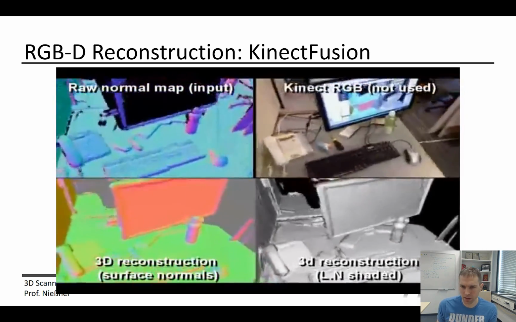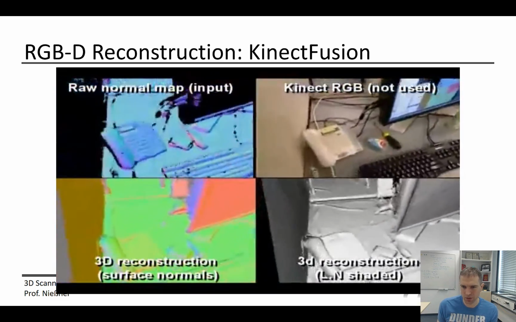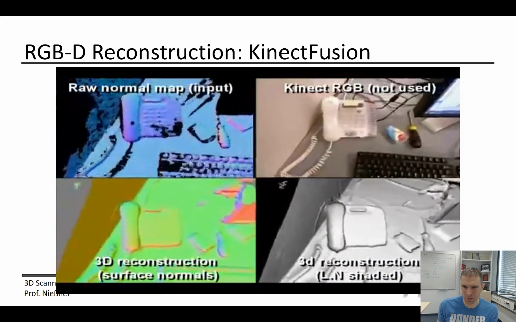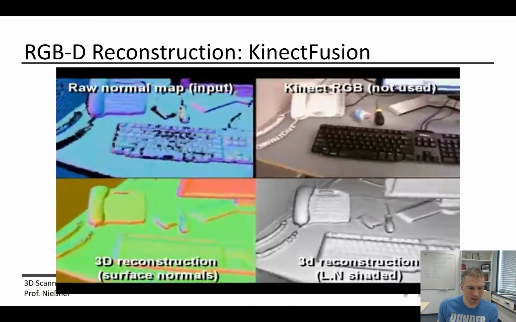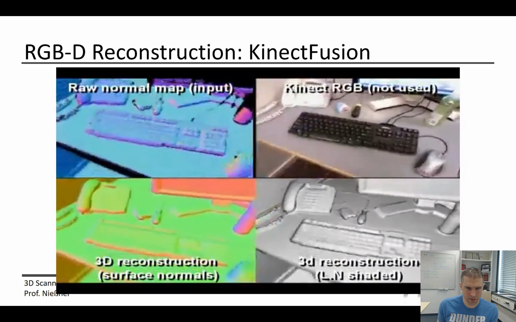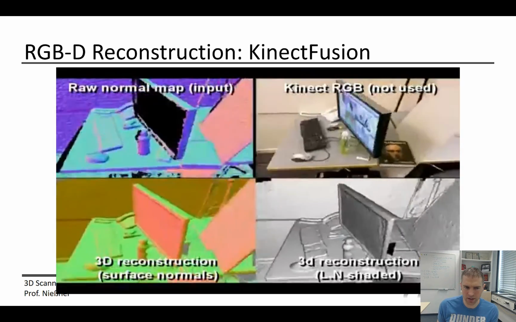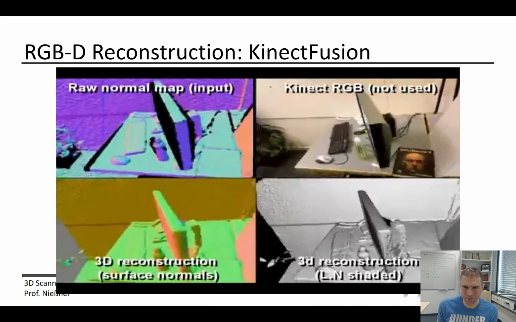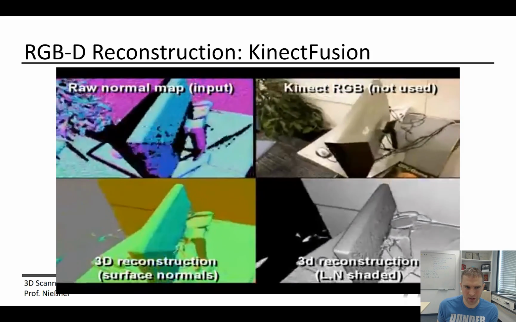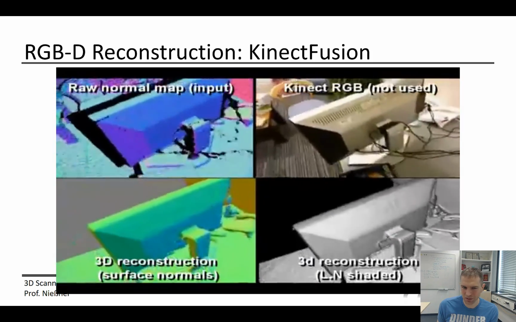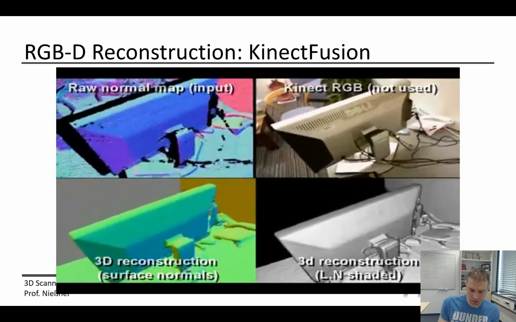They're using a TSDF as a representation here. We will go into a little bit more detail on this in the next lecture, but I wanted to show what you can do with it, and I found this pretty cool. The model quality is actually quite high. I'm a big fan of these kinds of frame-to-model methods. You can get pretty good reconstruction results out of these.